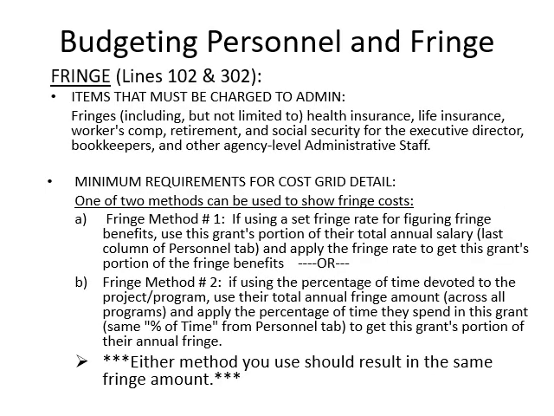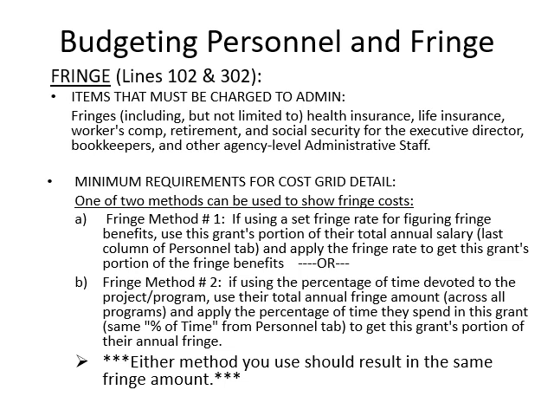So for the fringe line, which are lines 102 and 302, 102 is program support, 302 is admin, the items that must be charged to administration for fringe are the fringes, including but not limited to health insurance, life insurance, workers' comp, retirement, and Social Security for the executive director, for the bookkeeper or bookkeepers or finance staff or any other agency level administrative staff.